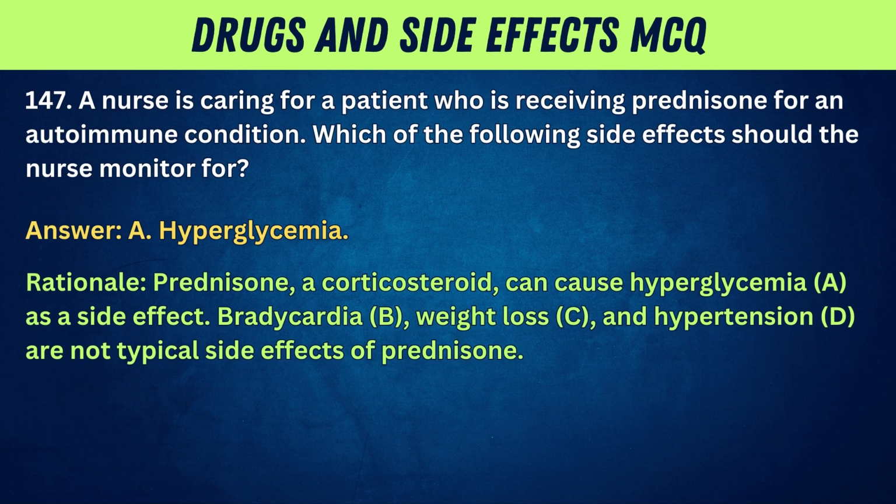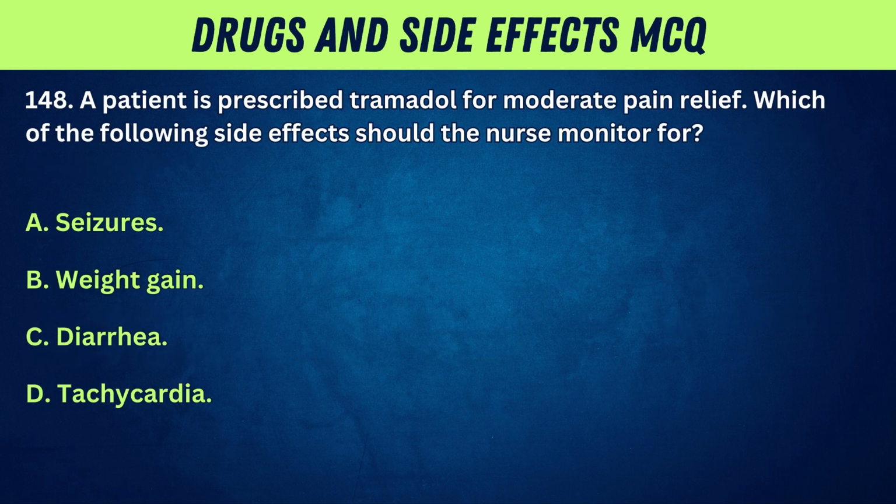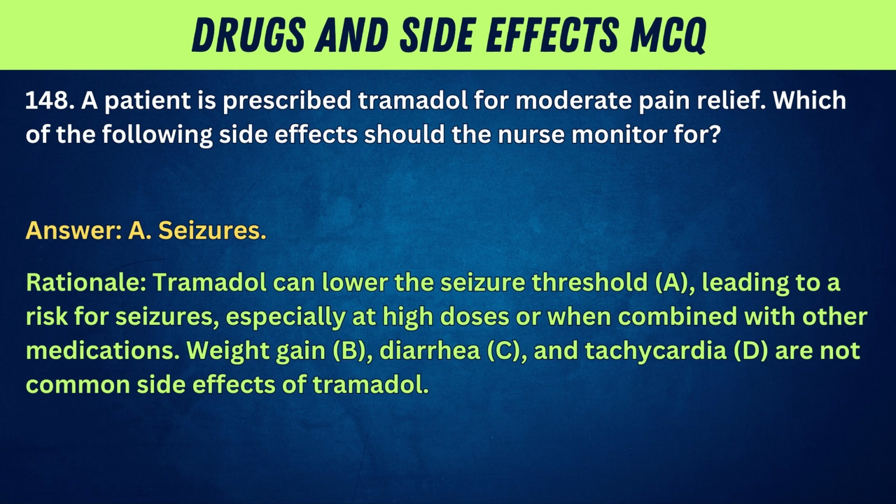Answer: A. Hyperglycemia. Rationale: prednisone, a corticosteroid, can cause hyperglycemia, A, as a side effect. Bradycardia, B. Weight loss, C. And hypertension, D. Are not typical side effects of prednisone. 148. A patient is prescribed tramadol for moderate pain relief. Which of the following side effects should the nurse monitor for? A. Seizures. B. Weight gain. C. Diarrhea. D. Tachycardia.